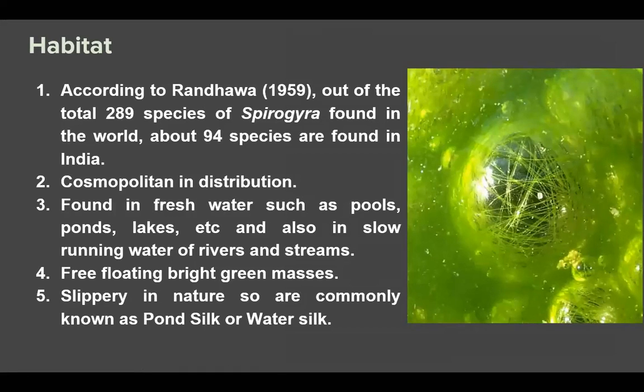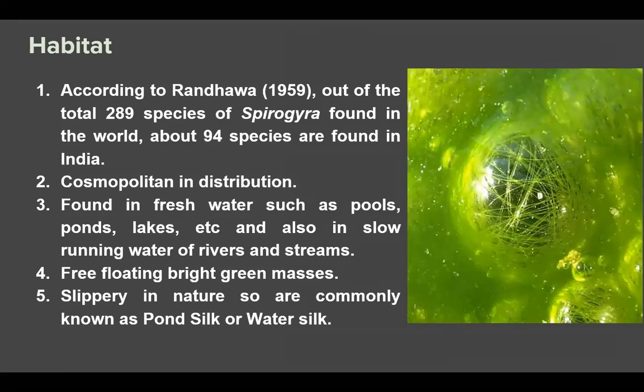So let us talk about habitat. According to Randhawa, out of the total 289 species of Spirogyra found in the world, about 94 species are found in India. It is cosmopolitan in distribution.